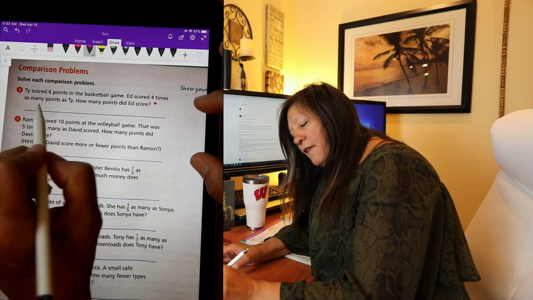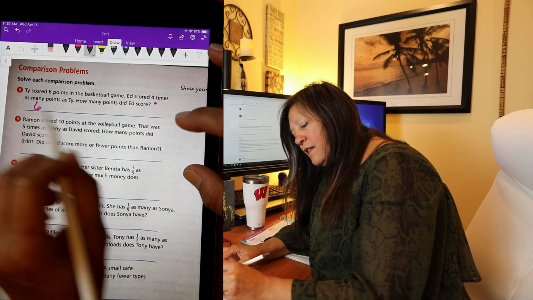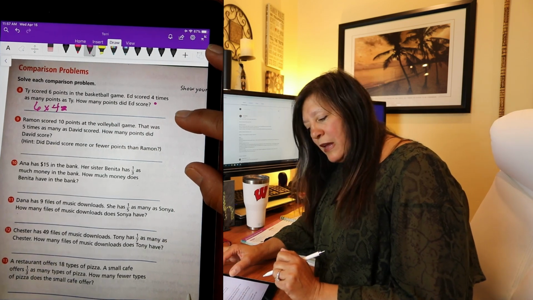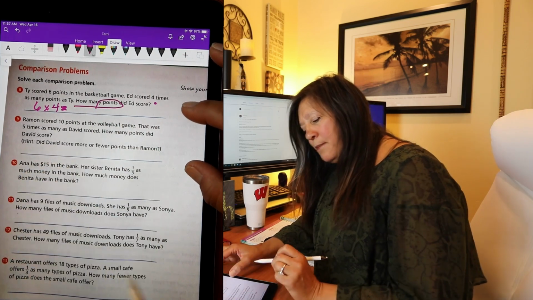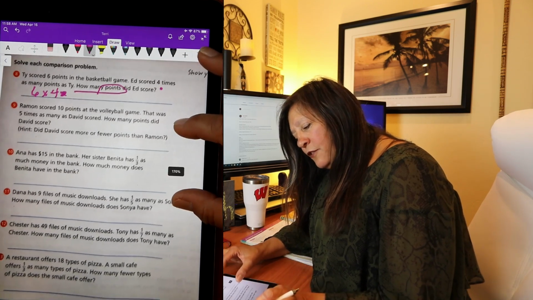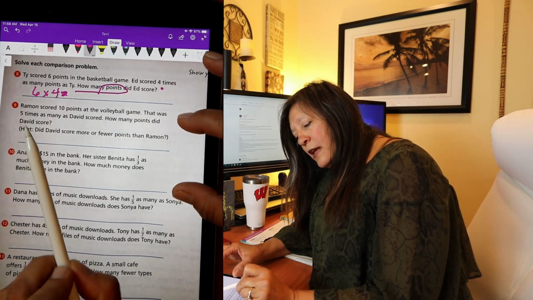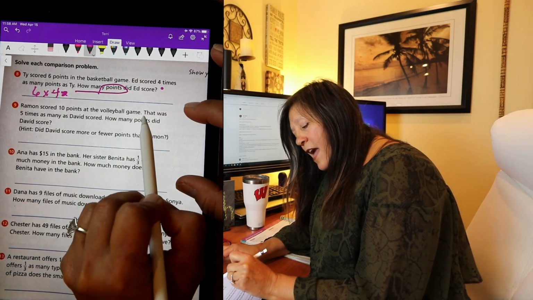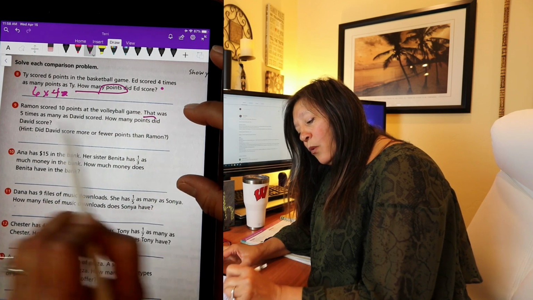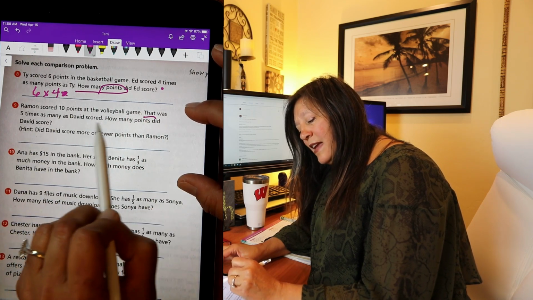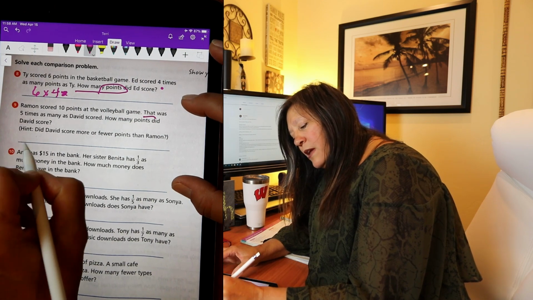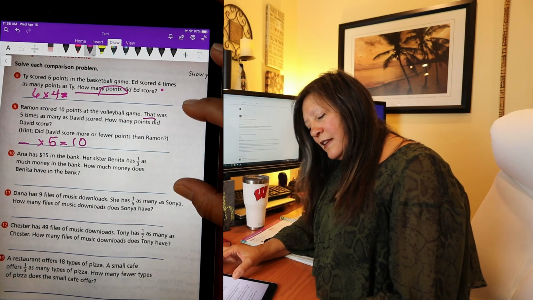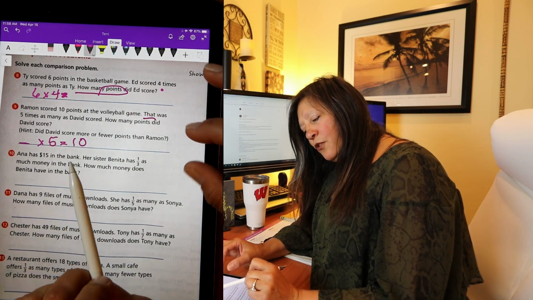Okay, so if we have Ty, he scored 6 points and Ed scored 4 times as many. So that's a simple multiplication problem. Don't forget your label. They do get a little more complicated, so pay attention. Number 9, Ramon scored 10 points at the volleyball game. That, they're talking about the 10, was 5 times as many as David scored. Okay, so we have some unknown number times 5 equals 10. Okay, how many points did David score?